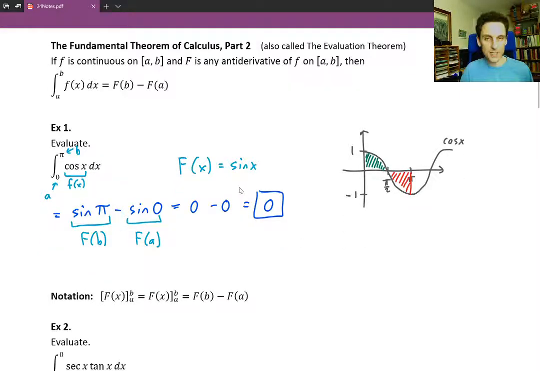Now, we're going to want some handy notation. A lot of times when we find an antiderivative, we're going to want to simplify inside of the antiderivative first before we start plugging in the b and the a.